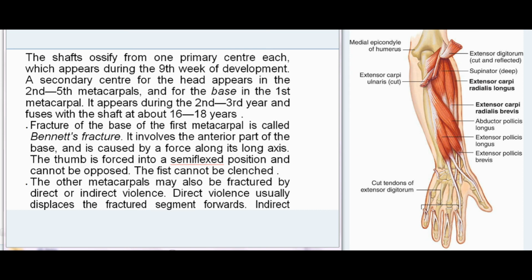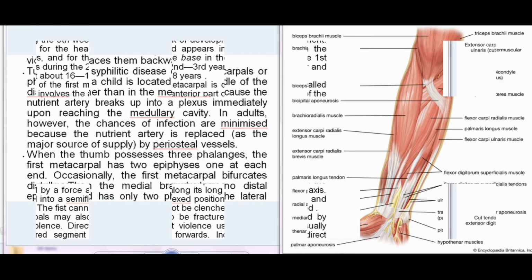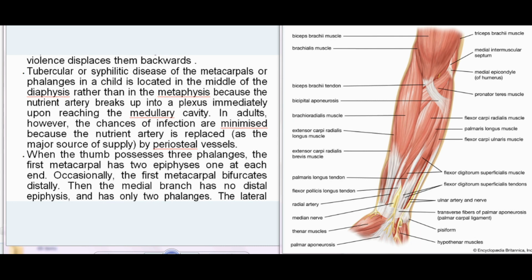Fracture of the base of the first metacarpal is called Bennett's fracture. It involves the anterior part of the base, and is caused by a force along its long axis. The thumb is forced into a semi-flexed position and cannot be opposed. The fist cannot be clenched. The other metacarpals may also be fractured by direct or indirect violence. Direct violence usually displaces the fractured segment forwards. Indirect violence displaces them backwards.